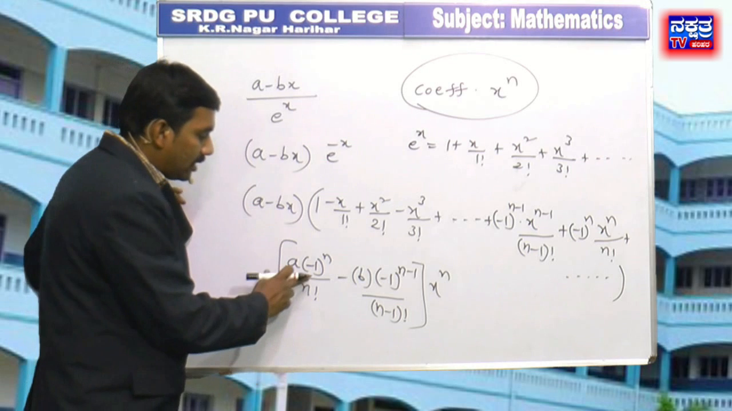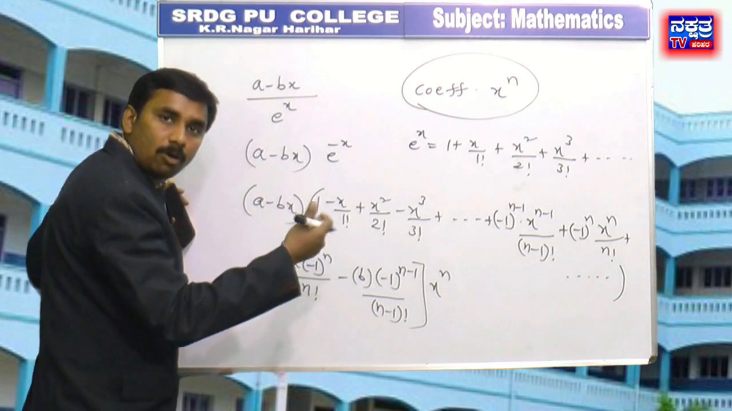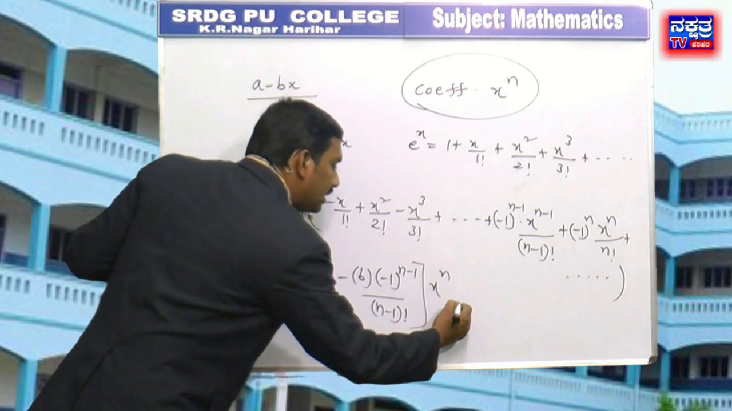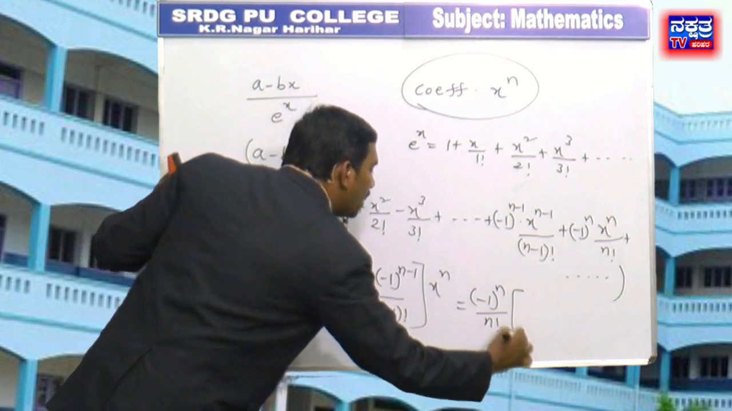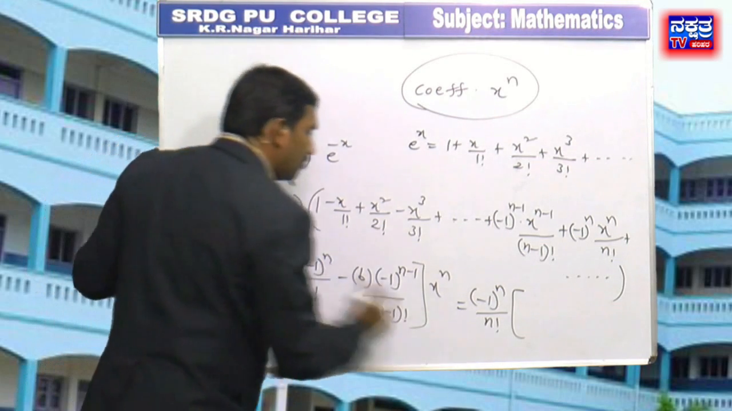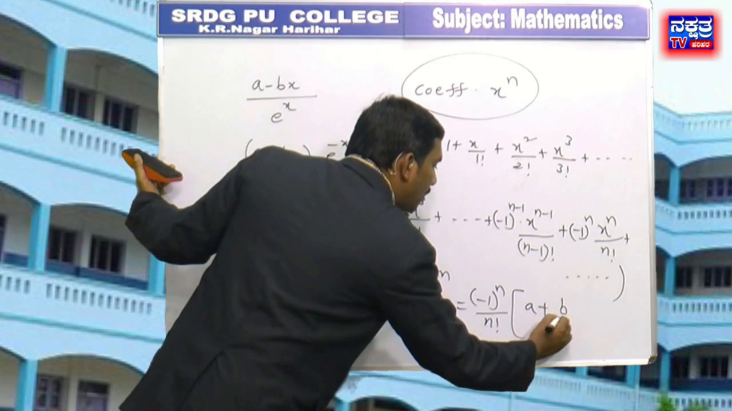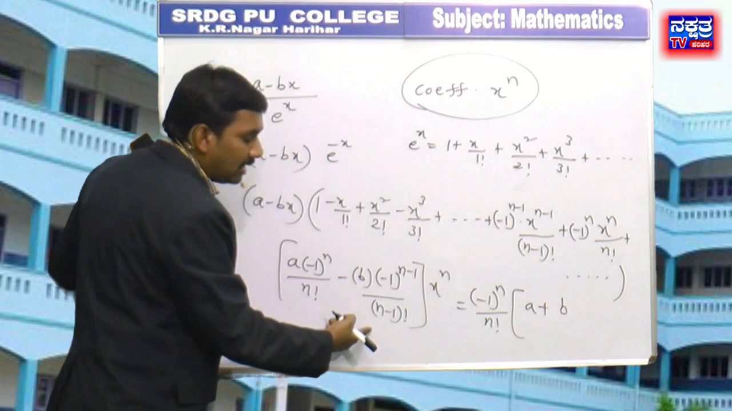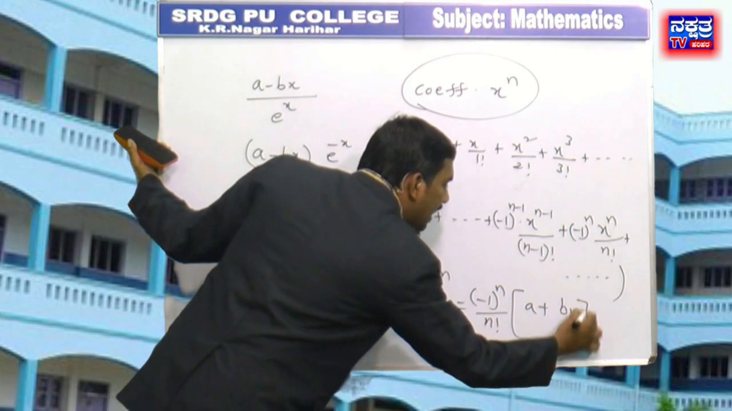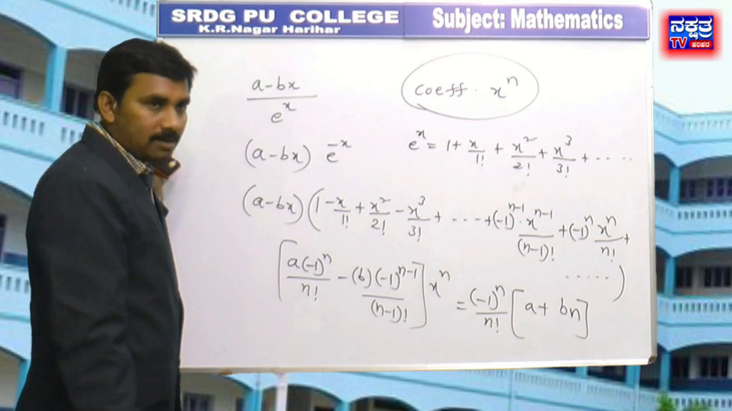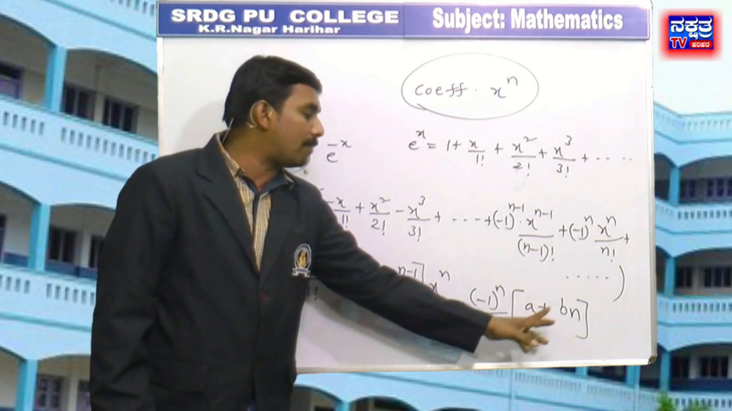So what will it become? Here already we have (-1)^n. Here minus into (-1)^(n-1) will become (-1)^n only. Hence you can write it as (-1)^n/n!, I am taking n! common. Then it will become a plus b by, here (n-1)! is there. So hence we will multiply and divide with n. It will become bn. Then only it will become n!. Hence what is the coefficient of x^n? (-1)^n/n! into (a + bn).